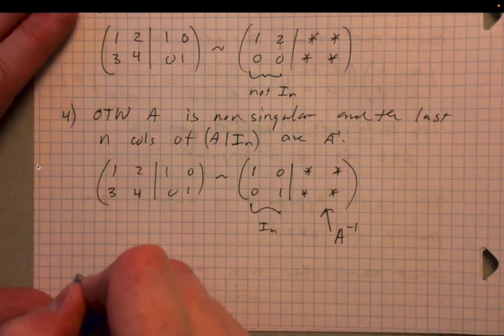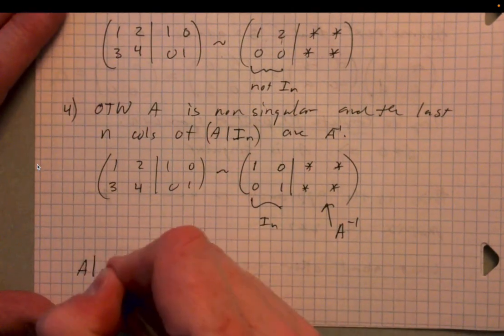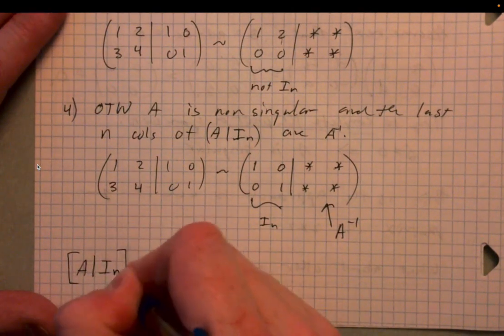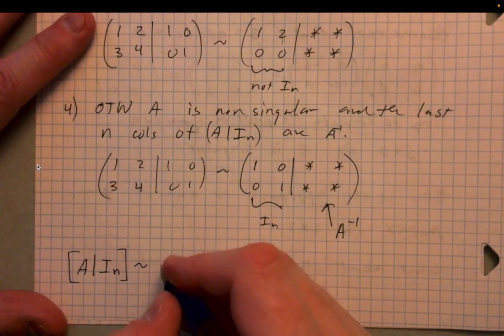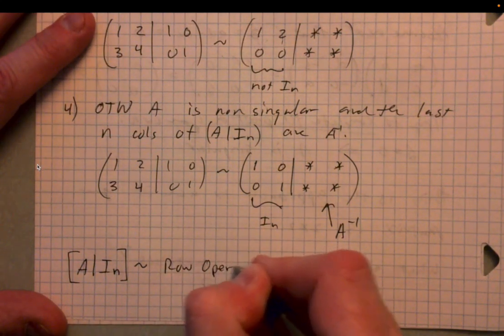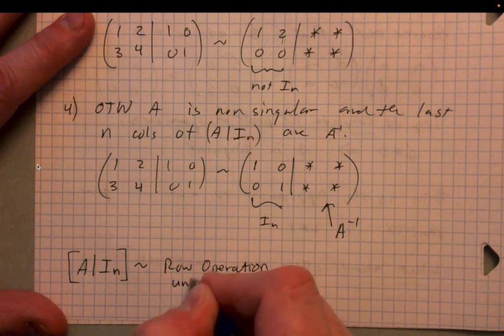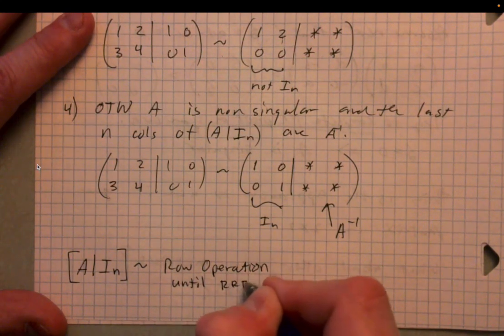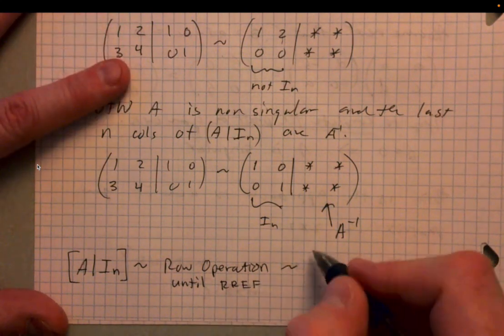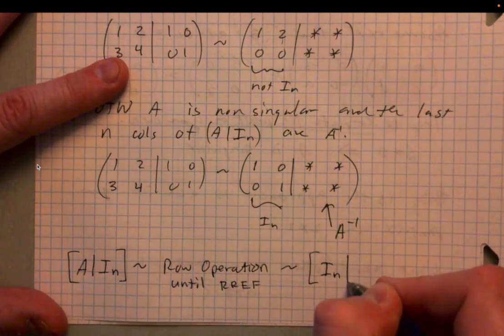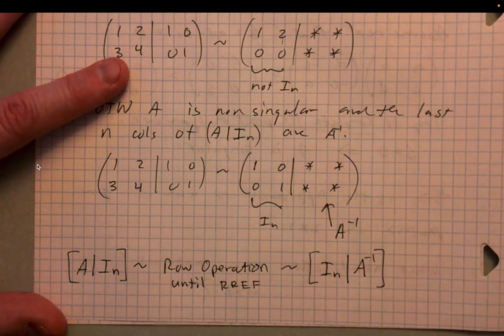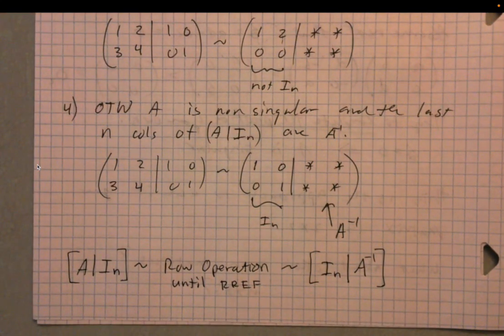Okay, and so what happens? You can think of it like this, at a high level. You start with this, and then you do row operations until you're in reduced row echelon form. And what you're left with is the identity and the inverse. Amazing. So any matrix inverse can be found using this procedure.